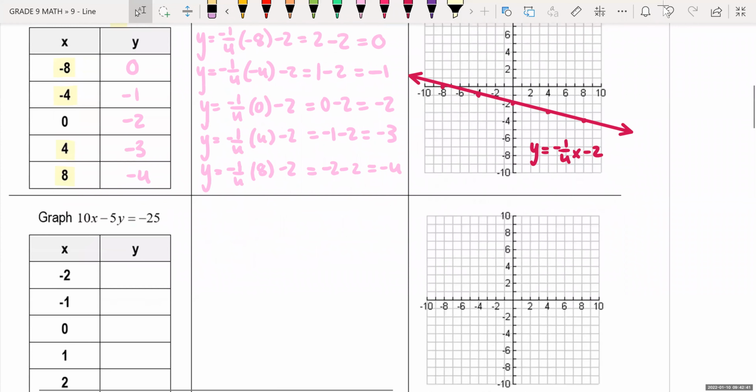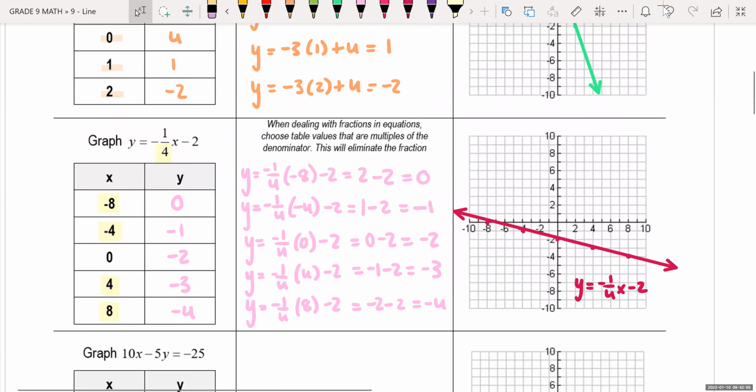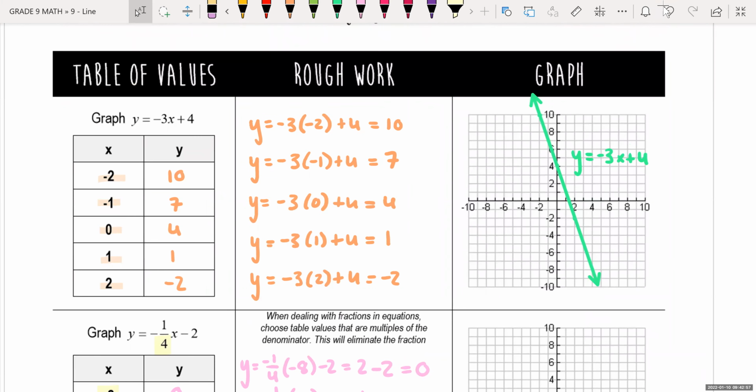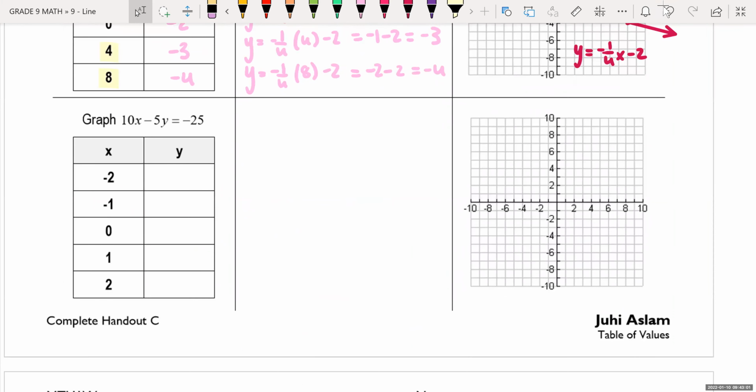All right, so question number 3 is graph 10x minus 5y is equal to -25. Now, this question is weird because it's not in y is equal to something form. And in all the other questions, when it was in y is equal to blah, blah, blah, it was really, really easy to figure out the rest of it. So what we're going to do for this question is change it to a form where it's y is equal to blah, blah, blah.